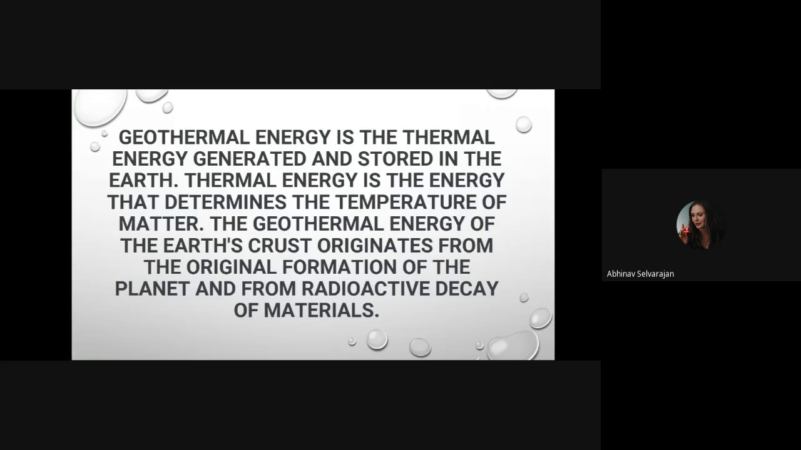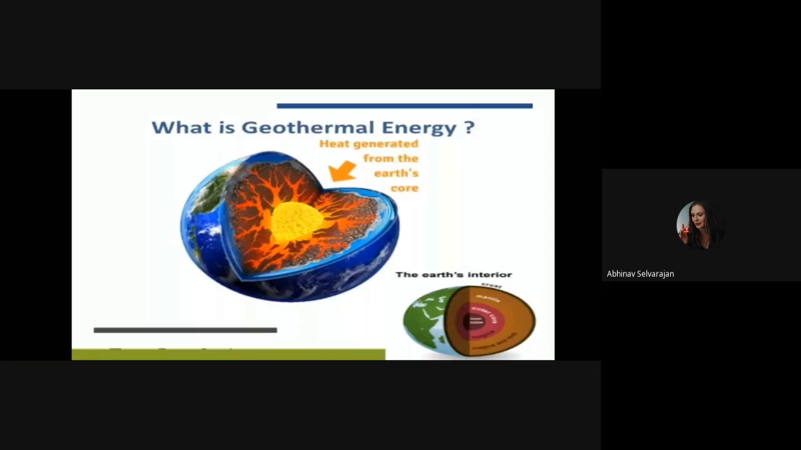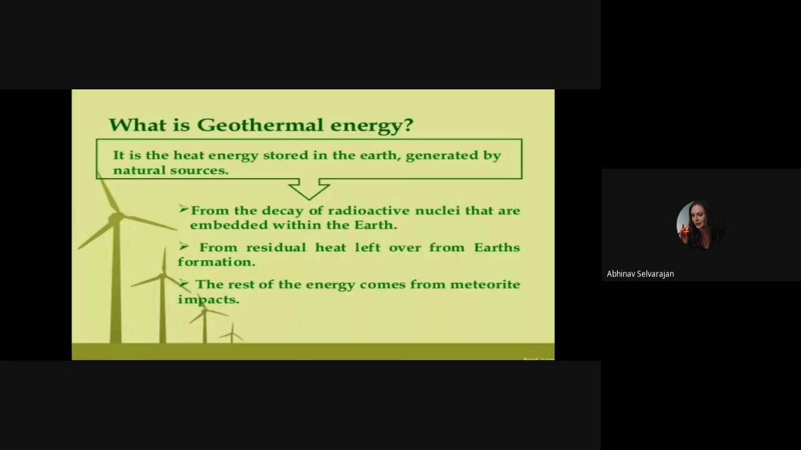Geothermal energy is the thermal energy generated and stored in the earth. Thermal energy is the energy that determines the temperature of matter. The geothermal energy of the earth's crust originates from the original formation of the planet and from radioactive decay of materials. Geothermal energy is the heat generated from the earth's core. Next, it is the heat energy stored in the earth generated by natural sources.